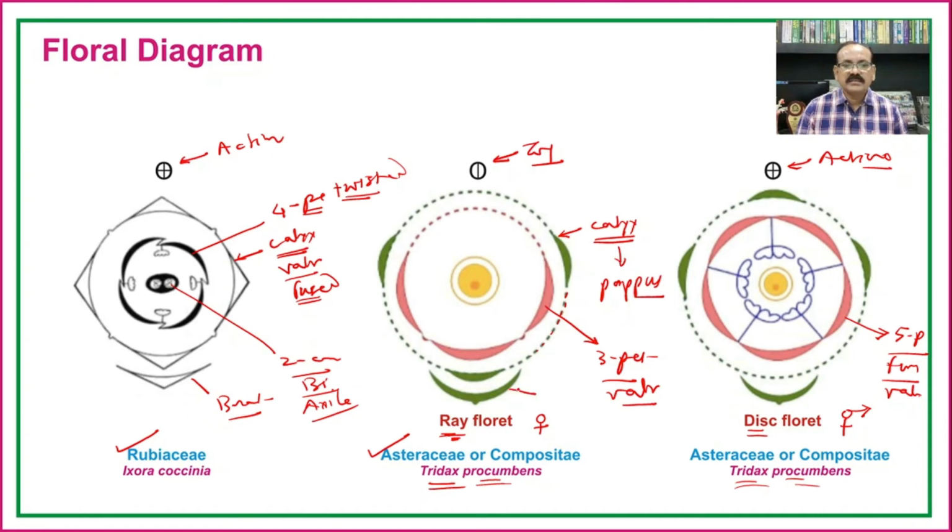Both the flowers, that is the ray floret and the disc floret, are bracteate. As already told, the ray florets are female, meaning the androecium is absent, and the disc florets are bisexual, and hence there is a presence of the androecium or the stamens. These stamens are attached to the petal.